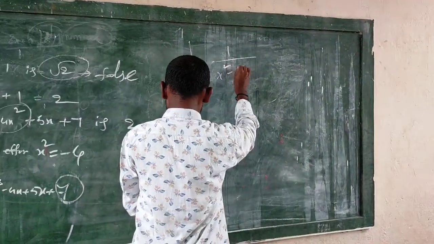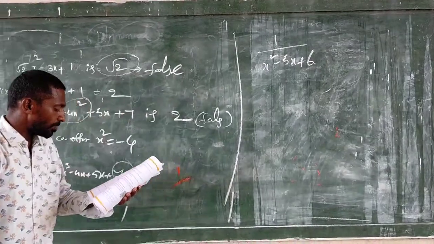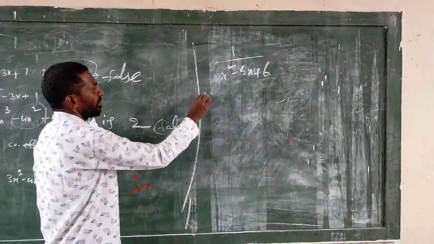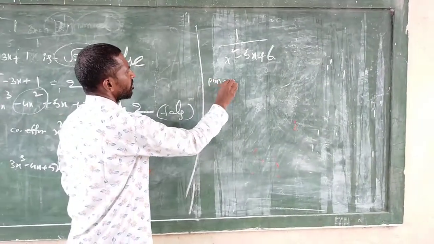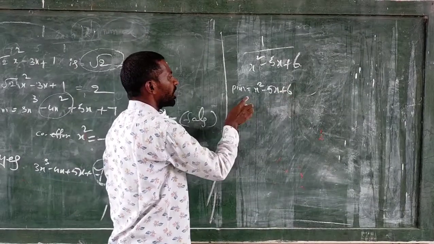Next, another one: x square minus 5x plus 6 is a quadratic polynomial. Degree value, for example p of x equal to x square minus 5x plus 6. This one is a quadratic polynomial.